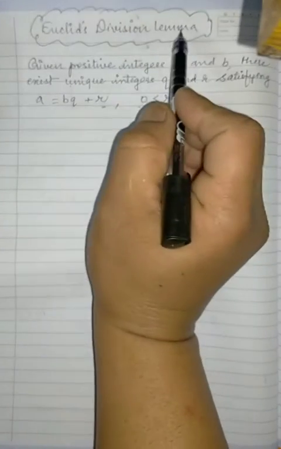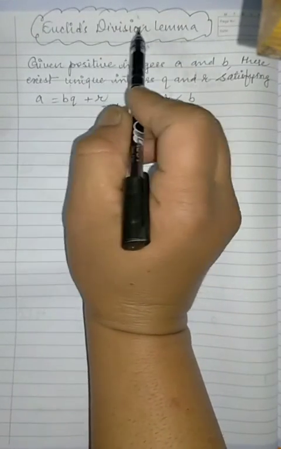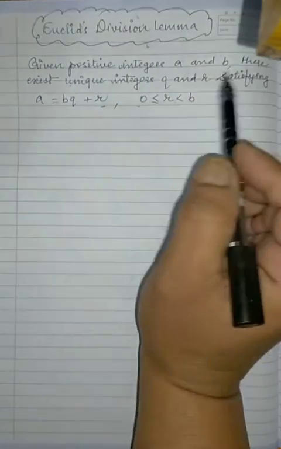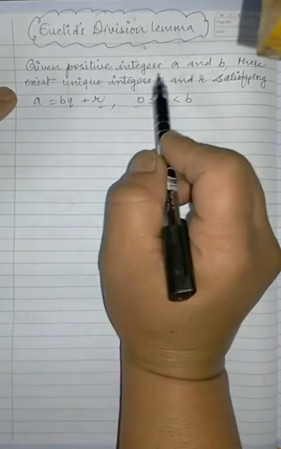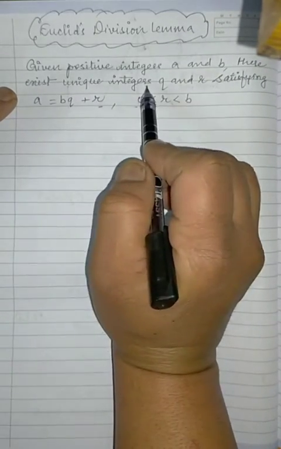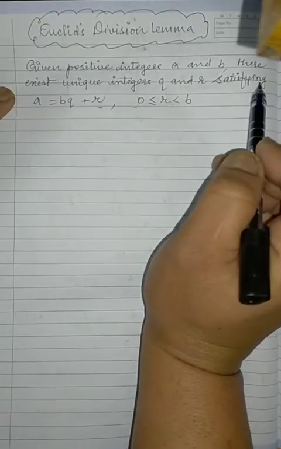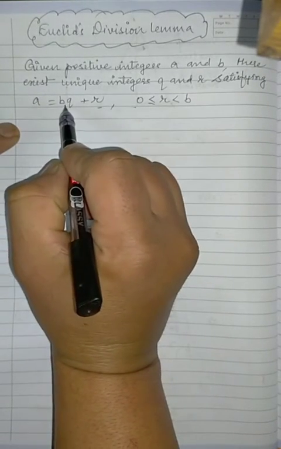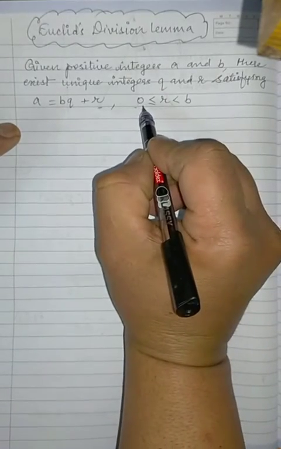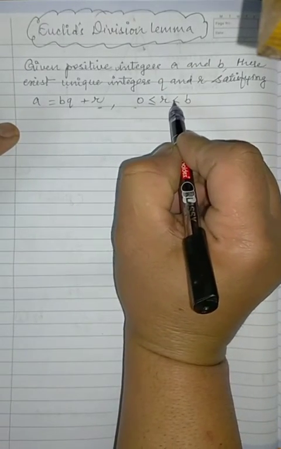Euclid's division lemma is another version of the division algorithm, which says that given positive integers a and b, there exist unique integers q and r satisfying a is equal to b into q plus r, where 0 is less than or equal to r less than b.